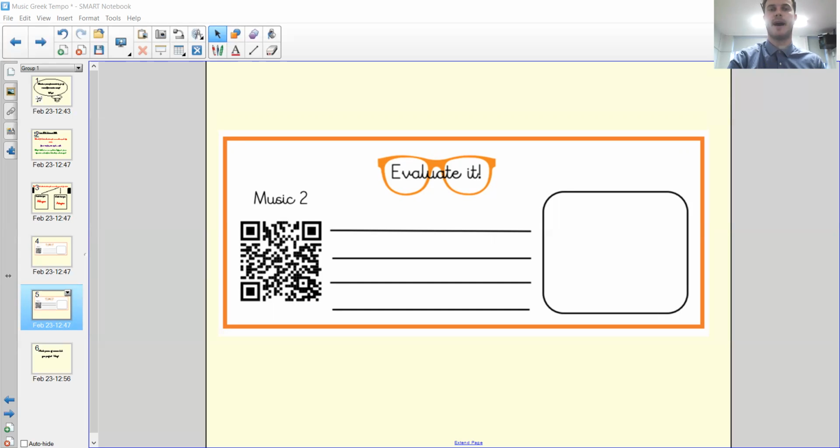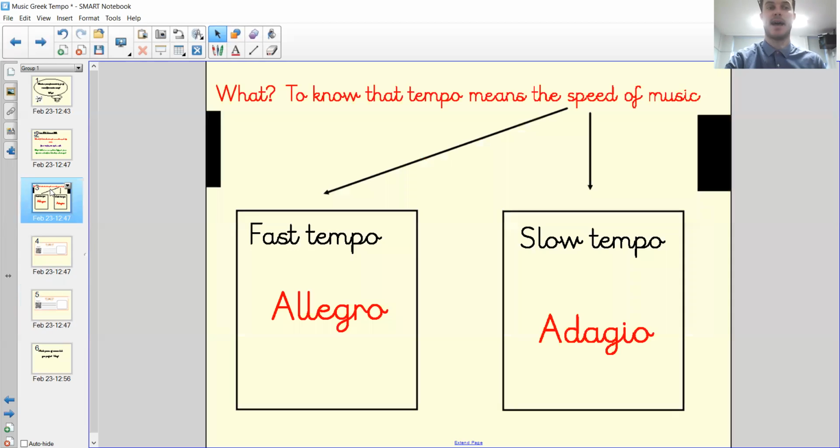Okay, so there we have music number 2, we're going to call it, our second piece of music. And what I'd like you to do is the exact same thing as before. 2 sentences, so underneath your subheading of music 2. I think this was a bit faster. You can hear the musical instruments in the background playing a bit faster. I'm going to say, I think this piece of music had an allegro tempo because it was faster.